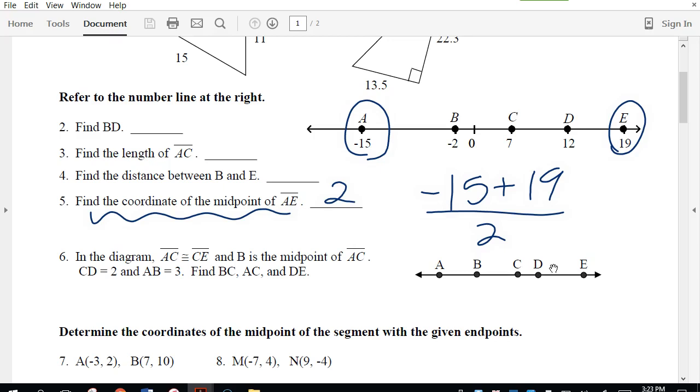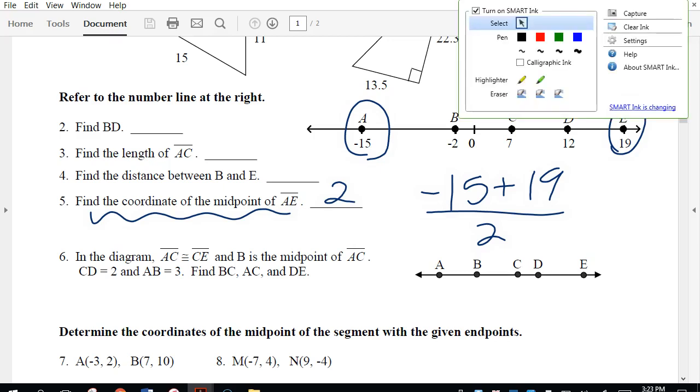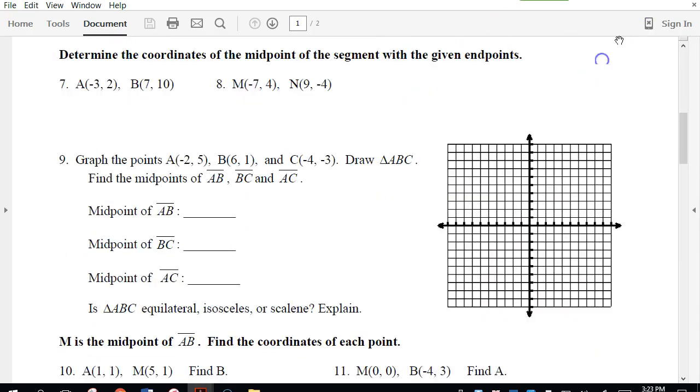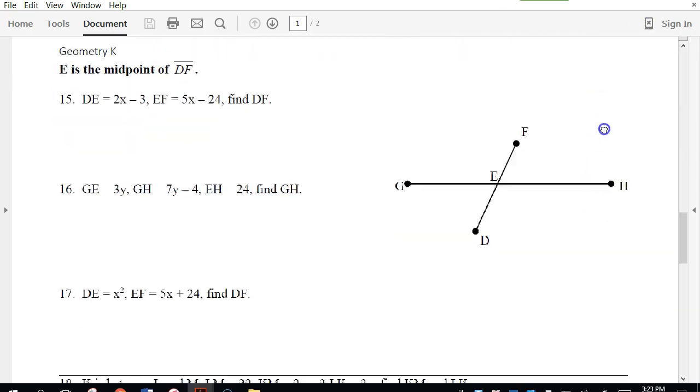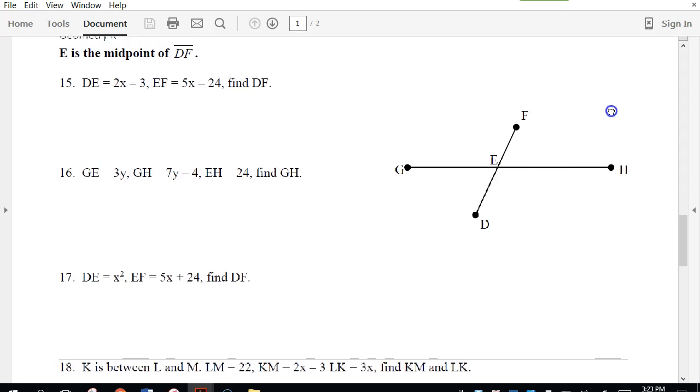What else? Yes? Can you do 15? Might have already done that one. Can I do 16 or 17? Okay, I'll do 16.